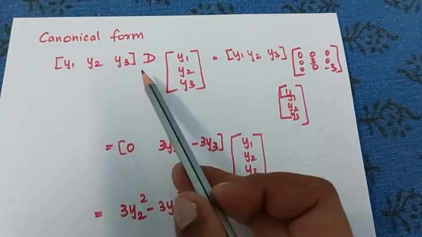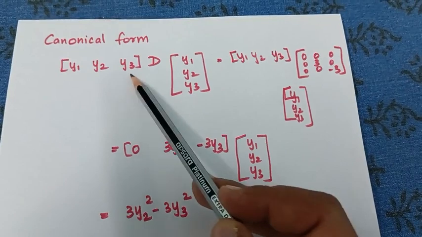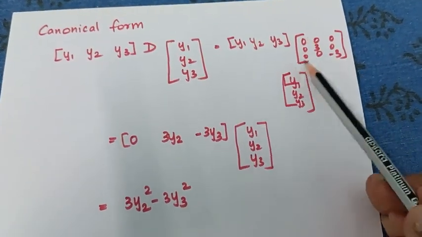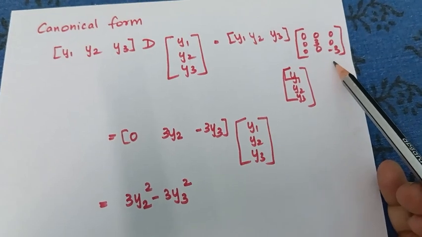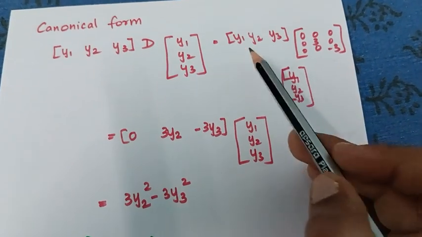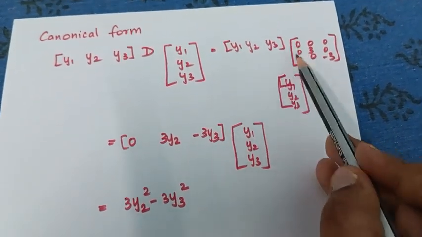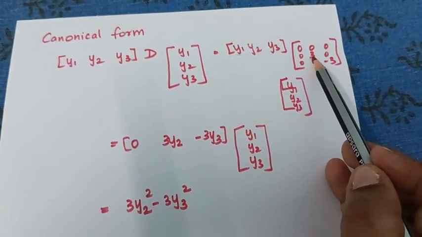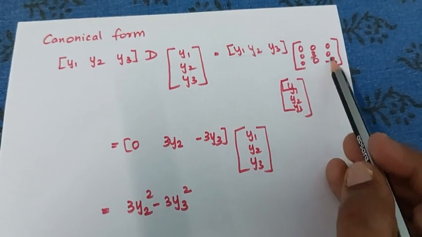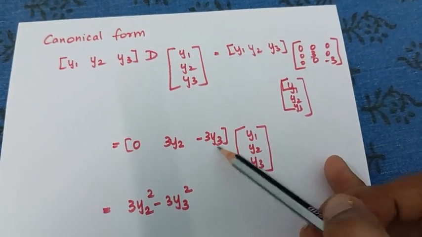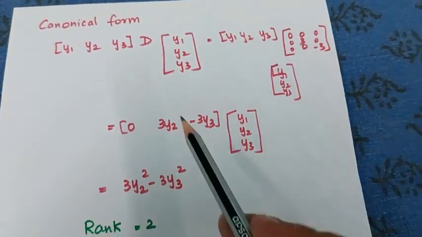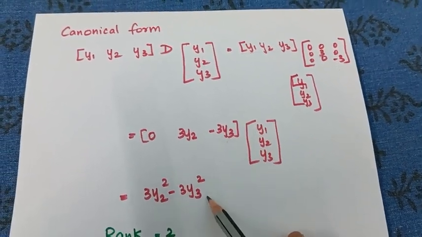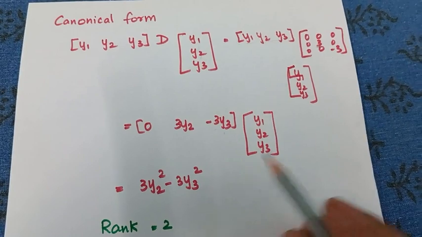So this is the canonical form. So y1, y2, y3 into d. So here we are replacing d by the d what we have found now. Then we are going to multiply. So this row into this column will be 0. So this row when you are multiplying here only you have 3 only. So 3y2. Here when you are multiplying it is minus 3y3. So then you are going to multiply with this. So 0 into y1 0, 3y2 square minus 3y3 square. This is the canonical form what we get.